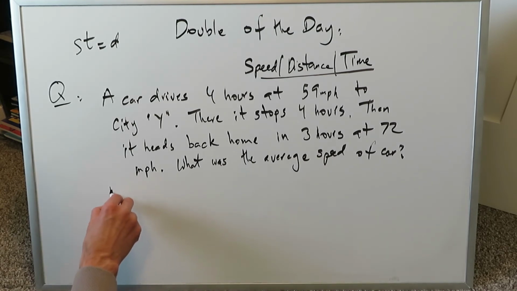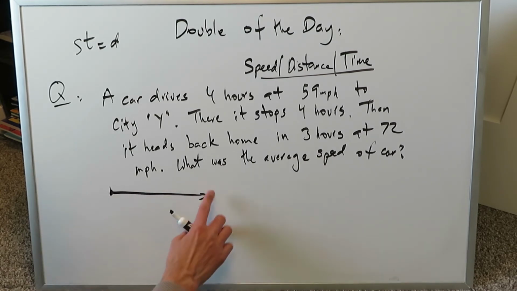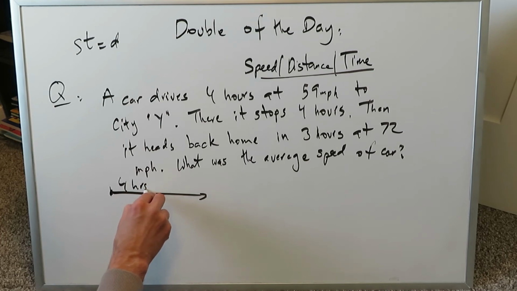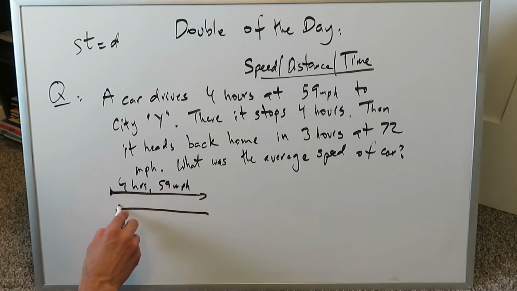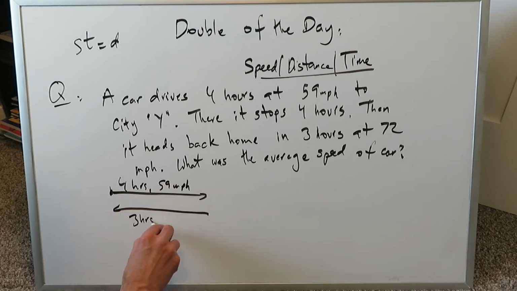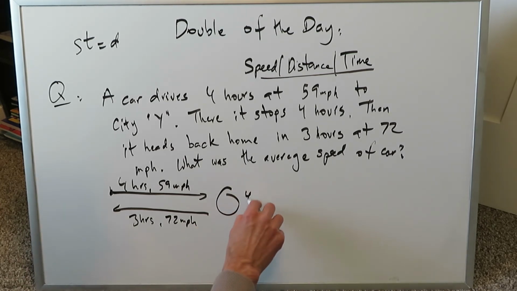Essentially, you're going from the start to the trip end point, and it took 4 hours, right? And it was driving at 59 miles per hour. Then it stopped there for 4 hours and heads back. But it heads back in 3 hours and drives at 72 miles per hour. This is just a hypothetical question. Here it takes a little break for 4 hours.